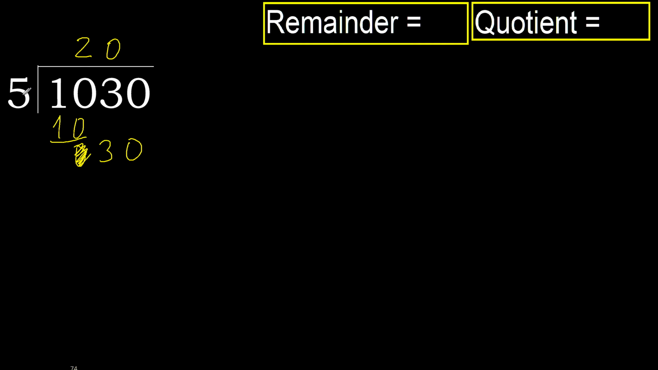Okay, 30. 5 multiplied by 6. 30 is not greater. Okay, subtract. 30 minus 30, 0. Next. That is not a number, therefore finish it. 1030 divided by 5 is 206. Okay.